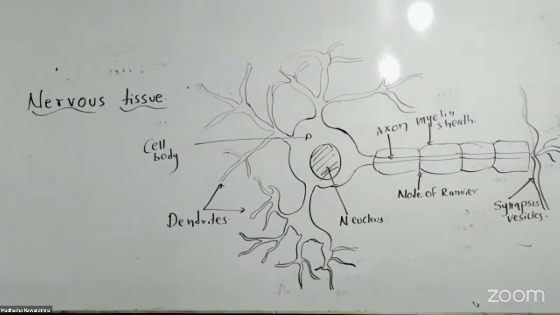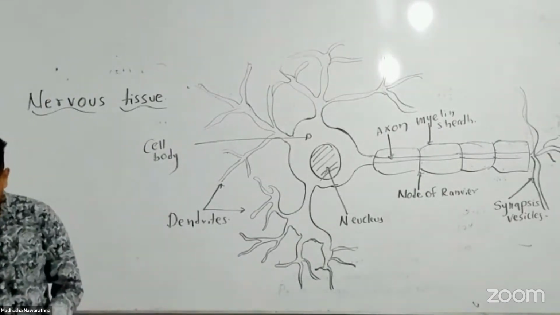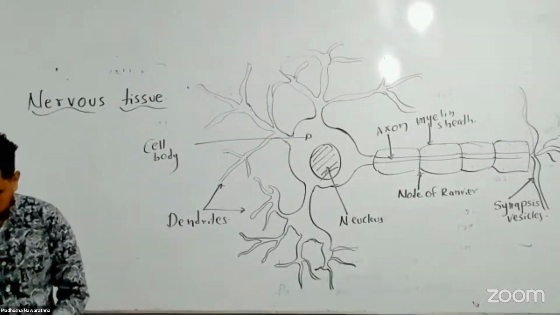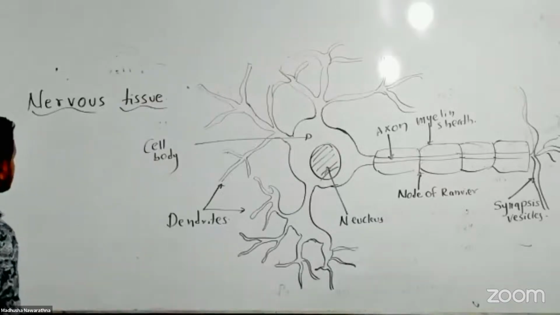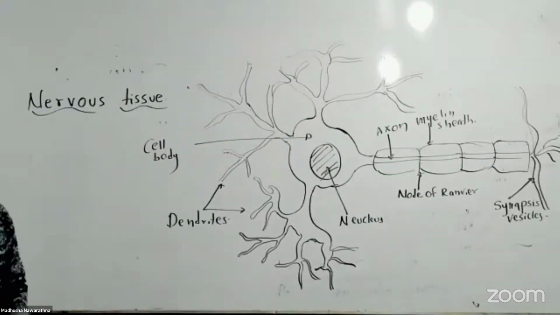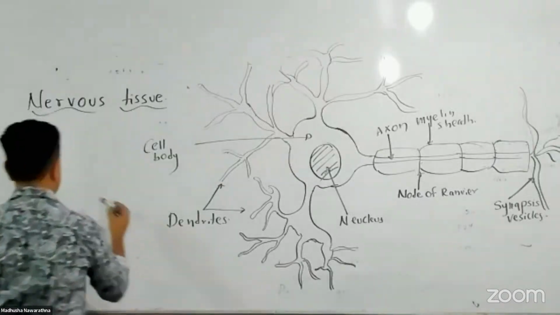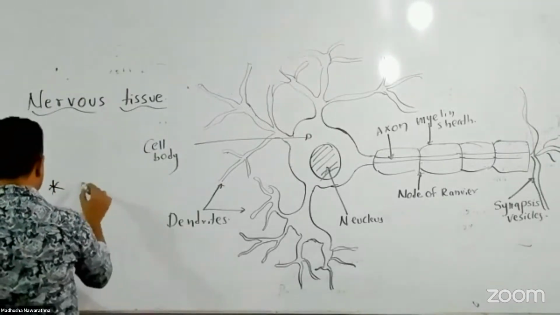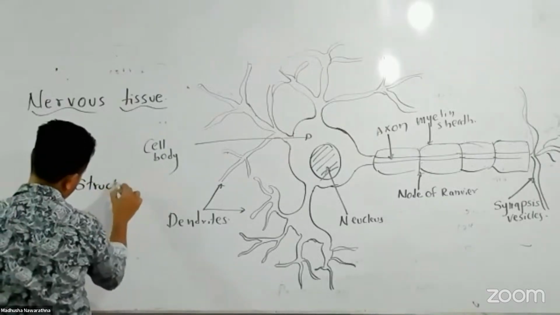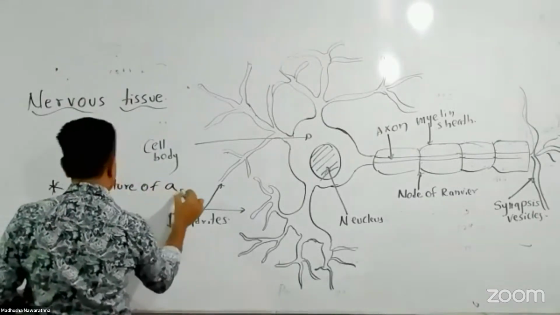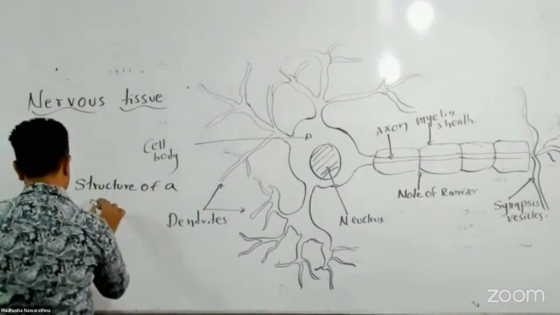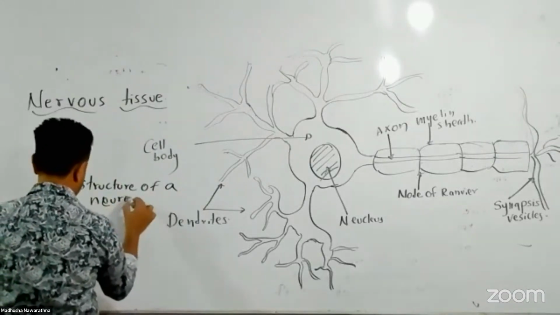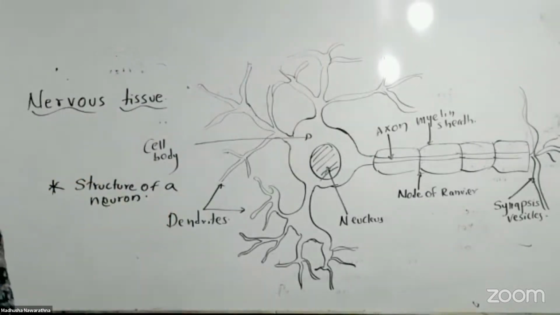Okay, we'll write. We'll write this. And you need to name this diagram. Structure of a neuron.